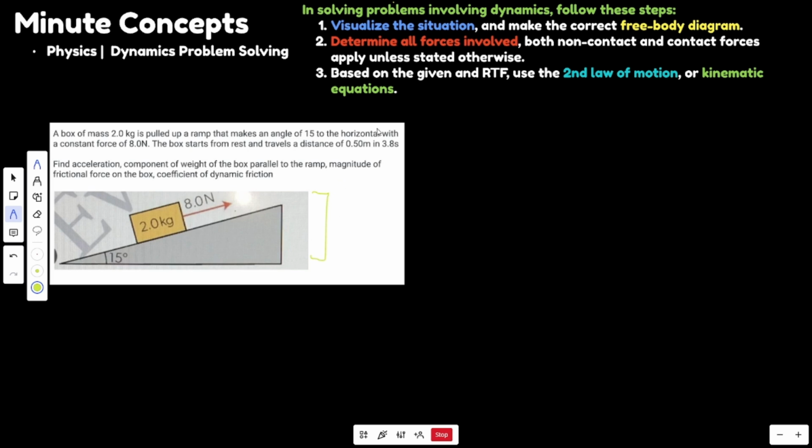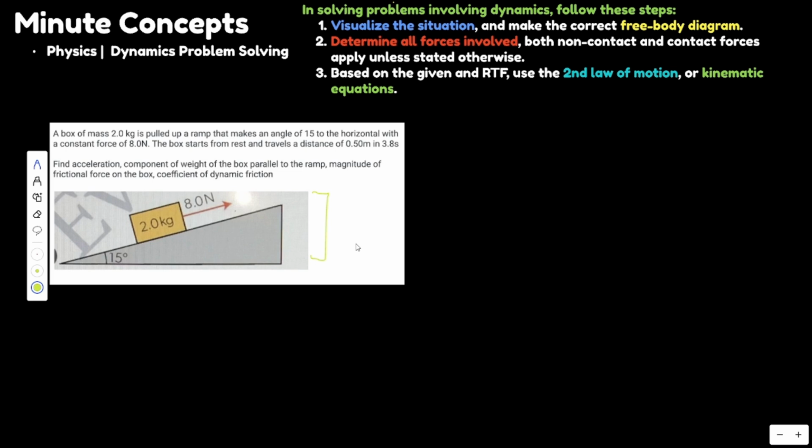A box of mass 2.0 kilograms is pulled up a ramp that makes an angle of 15 degrees to the horizontal axis with a constant force of 8 newtons. The box starts from rest and travels a distance of 0.50 meters in 3.8 seconds. Find the acceleration, the component of weight on the box parallel to the ramp, and the magnitude of the frictional force on the box, as well as the coefficient of dynamic friction. Okay, so that's kind of a lot. Now, where do we start here?